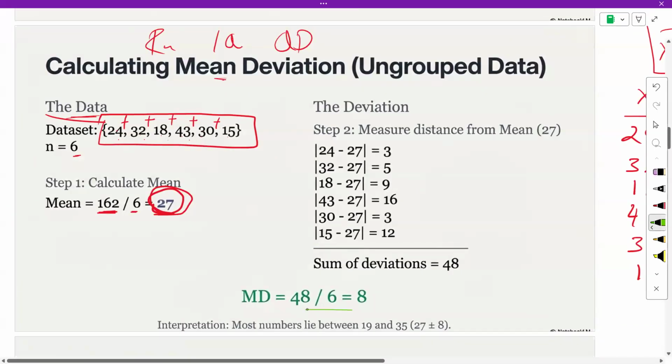Interpretation. What is the interpretation of this? Most numbers lie between 19 and 35. How did we get it? This is the mean and this is the mean deviation. It may be plus or minus around the mean of the data set.